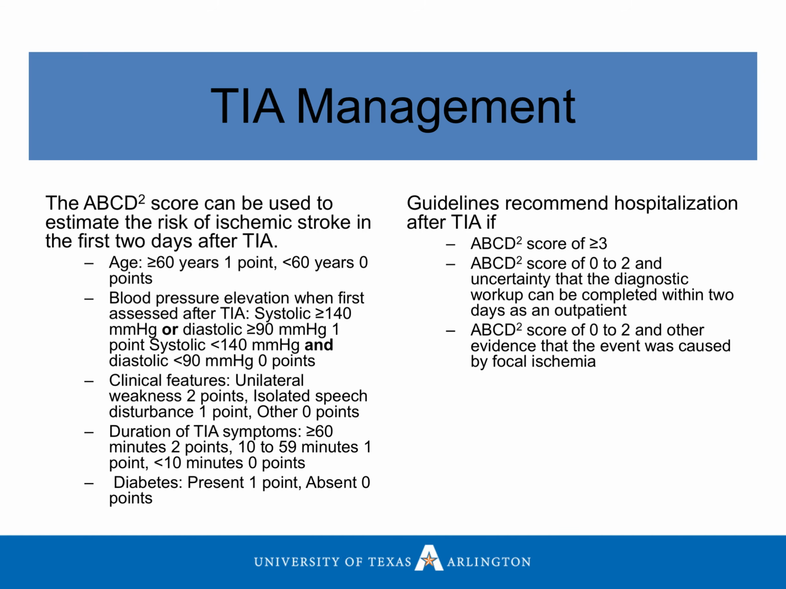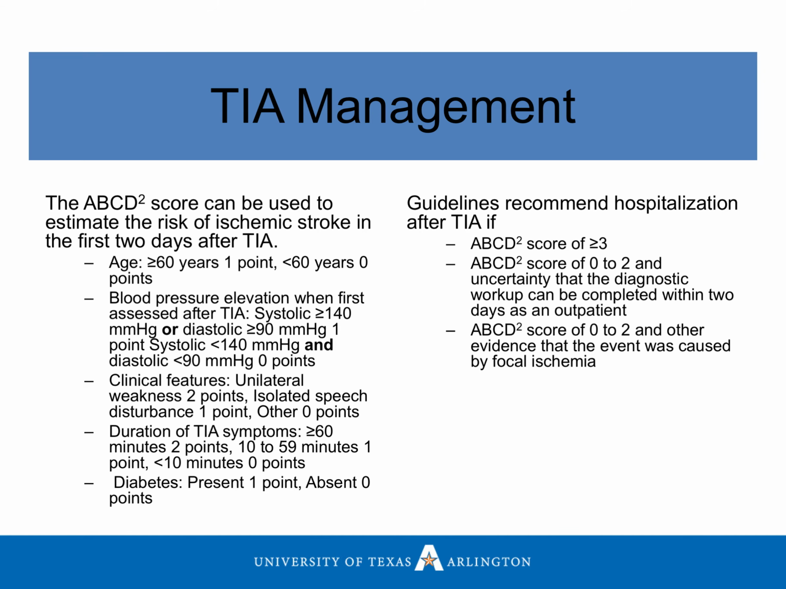If they had unilateral weakness, they get 2 points added. If they just have isolated speech disturbance, it's 1 point. If they have symptoms that are just sensory or just motor and not unilateral weakness, it gives them 0 points. Then the duration of the TIA symptoms: if it's greater than or equal to 60 minutes, they get 2 points. If it's 10 to 59 minutes, they get 1 point. If it's less than 10 minutes, 0 points. And if they are diabetic, they get a point. So that score is used, and if the score is greater than or equal to 3, then it is recommended that an individual be hospitalized after their TIA.